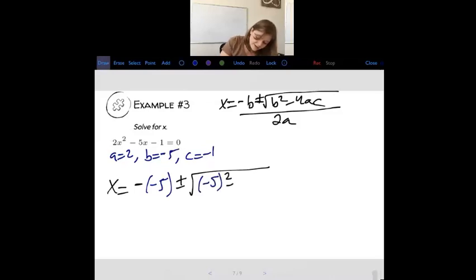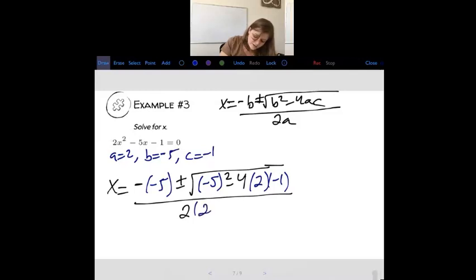Squared minus 4 times a times c, all divided by 2 times a. So the black writing is what's part of the formula, and the blue writing is me filling in a, b, and c. So now we do what we can to simplify this.